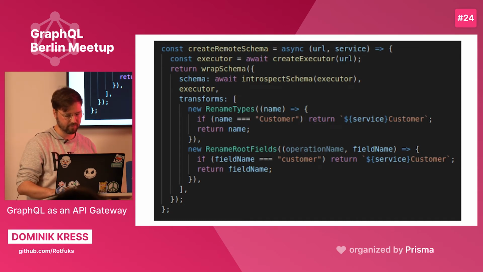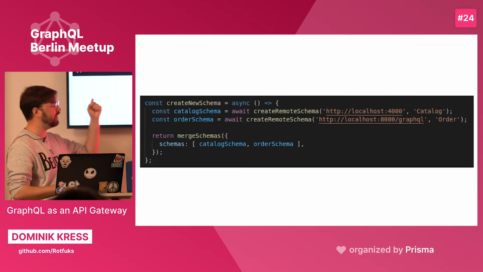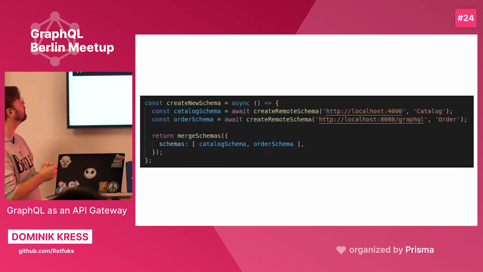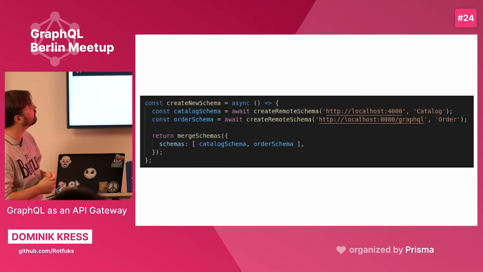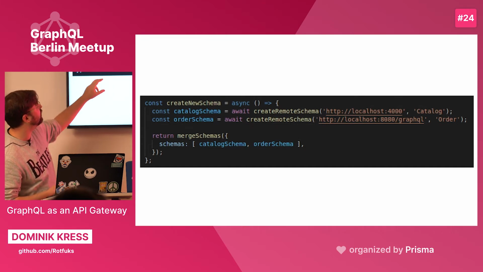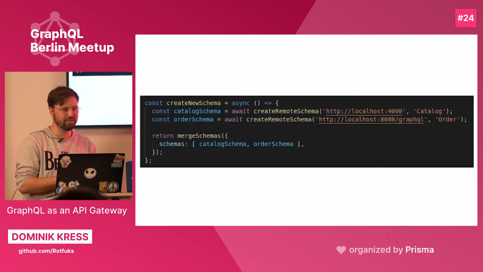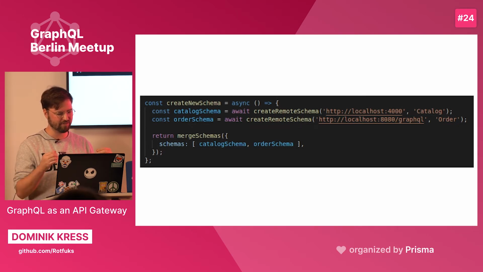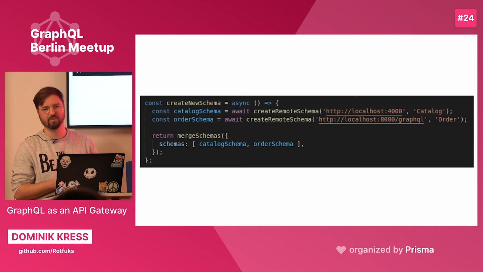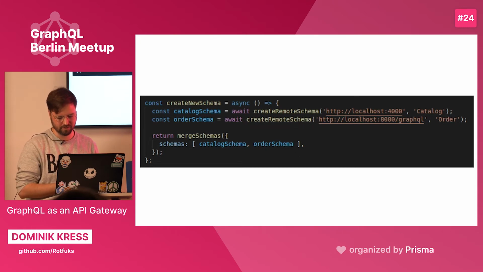And so after that, we create the actual new schemas, which is in our case the catalog schema. Just give over the URL. And the order schema, which is also just giving over the URL. And then we merge those two together. And then, that's already everything that we need in order to have a merged schema or a schema working together.